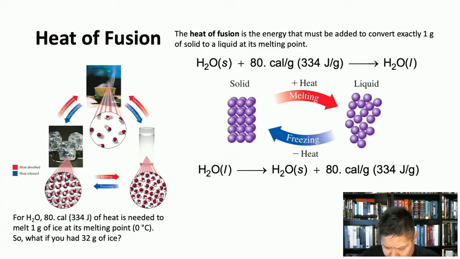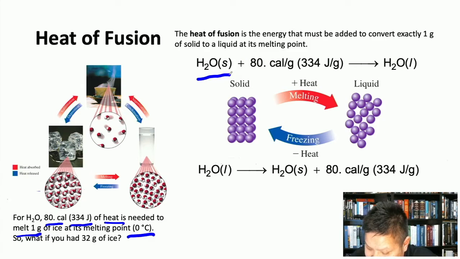So we'll use water as our example here, and for water, 80 calories or 334 joules of heat is required, right, to melt 1 gram of ice at 0 degrees Celsius. That's its melting point, right? So that's why we have here in our heat of fusion equation, if you have solid ice plus 80 calories or 334 joules per gram, the solid water or ice becomes water.